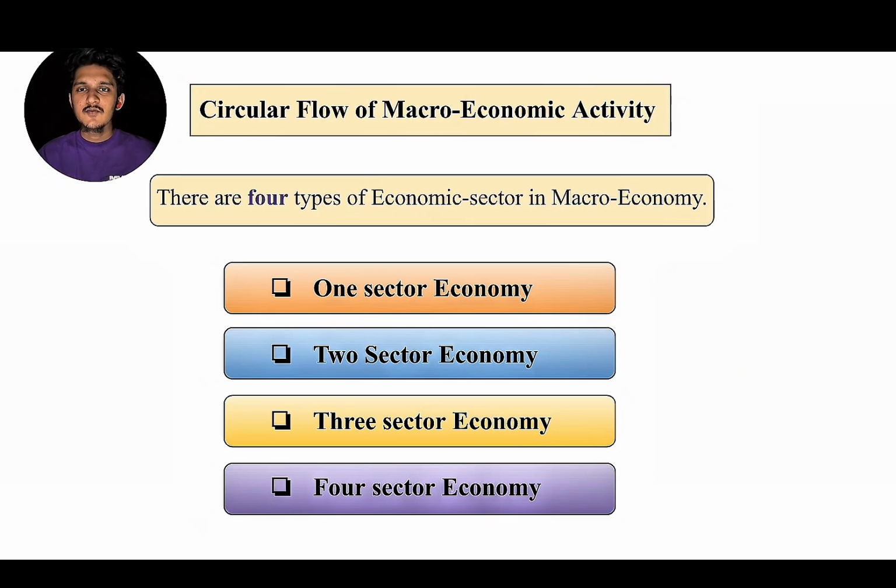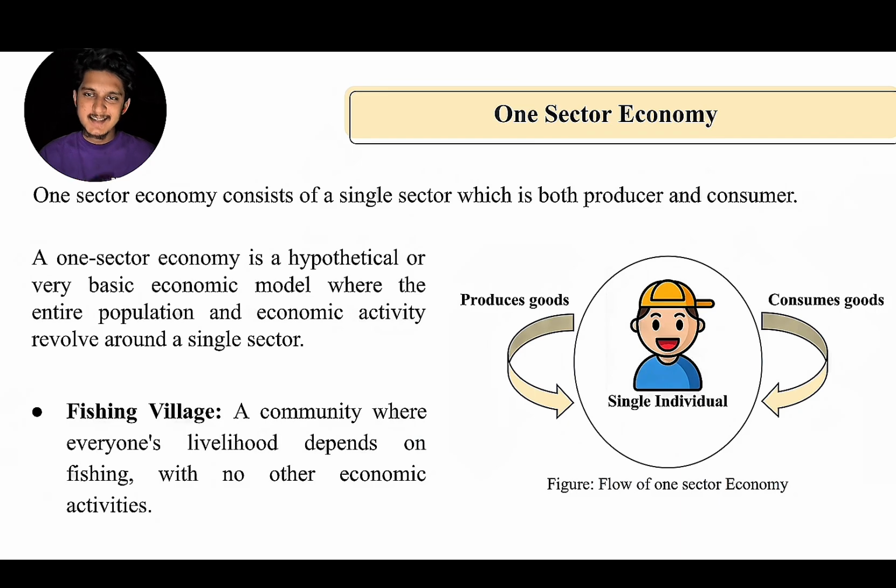Let's start with the simplest model, which is one sector economy. The one sector economy is the most basic and hypothetical model. It consists of only households who act as both producer and consumers. Example can be a small fishing village where people depend only on fishing. There is no trade, no business and no government. But one thing is clear that this model is unrealistic for modern economies since no economy exists in isolation.